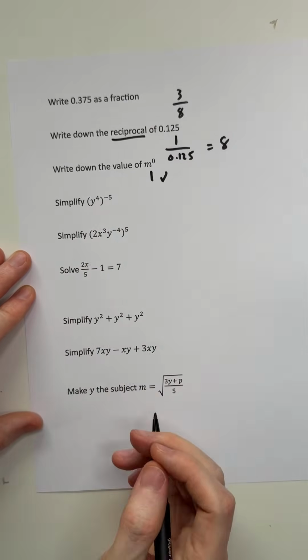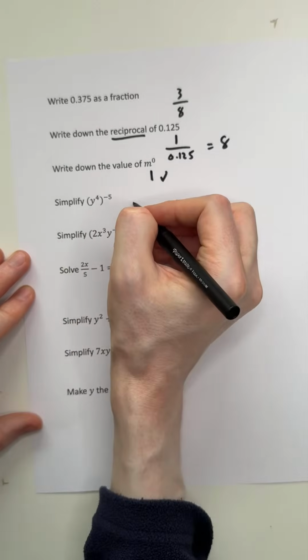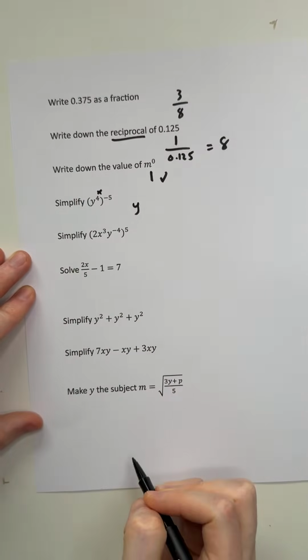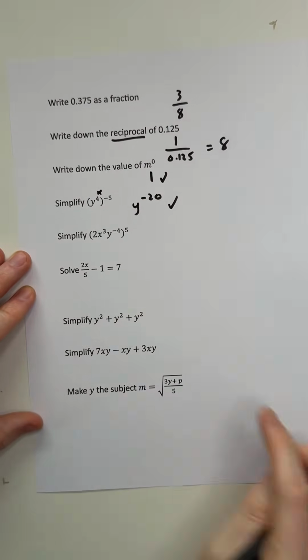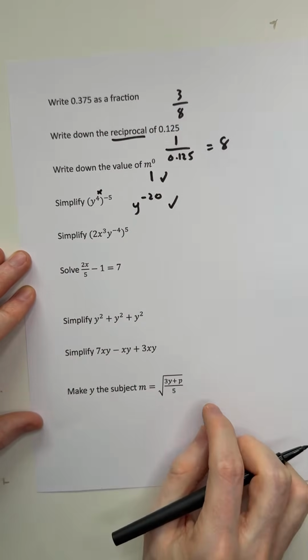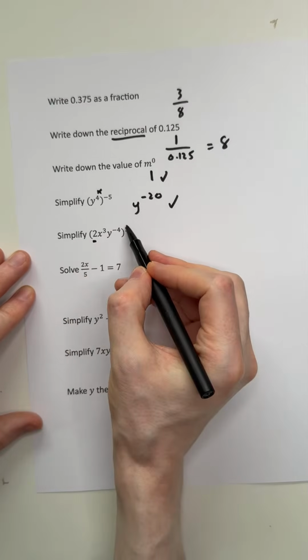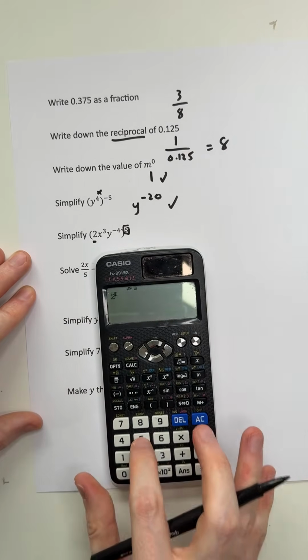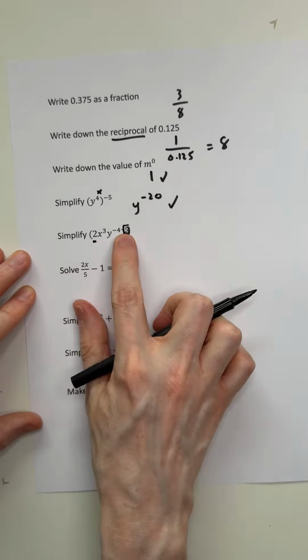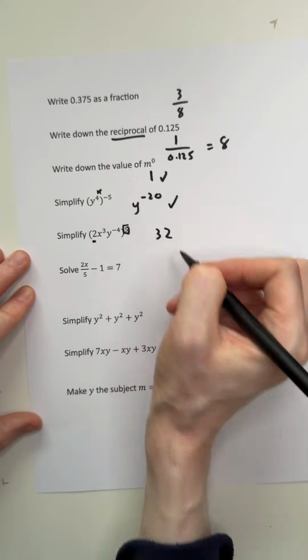Indices: if you've got a power raised to a power in brackets, you keep the base the same, in this case, y. Power raised to power, 4 times -5 gives you -20. 1 mark, simply right or wrong. Again, if you've got something in brackets raised to a power, you raise a number to the power outside. So in your calculator, you type in 2 to the power 5, which will give you 32.